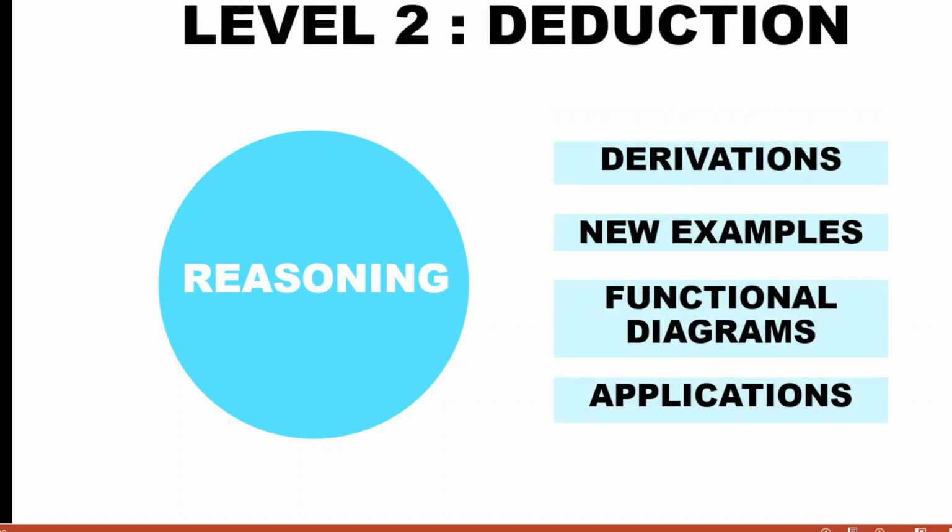Now we come to the deduction. In deduction, what we do is we try to find derivations, mathematical derivations of the formulas, new examples of the same concepts, functional diagrams or schematic diagrams, basically. In biochemistry, those are schematic diagrams, like one thing led to another, then to the next. So you start to form a diagram with arrows from one concept to another. Applications: how those things are applied in reality. How those concepts or theories gained from reality are applied to other parts of reality.